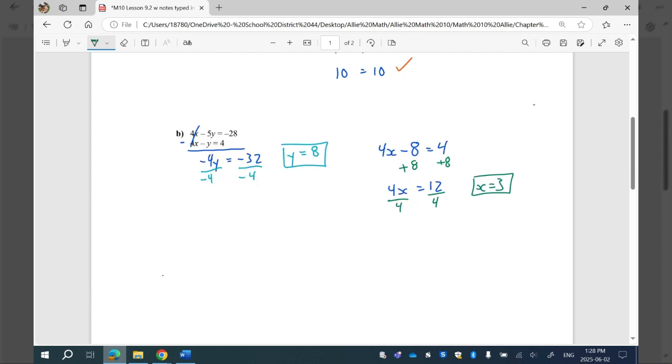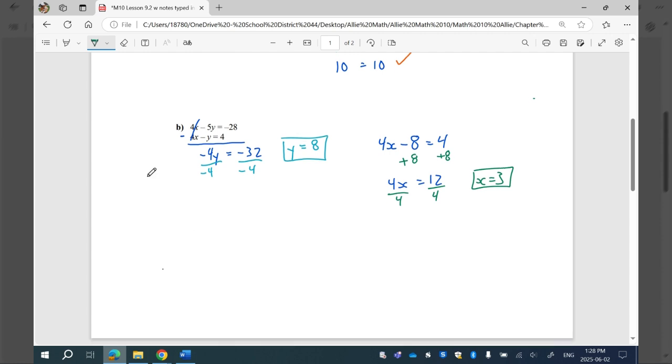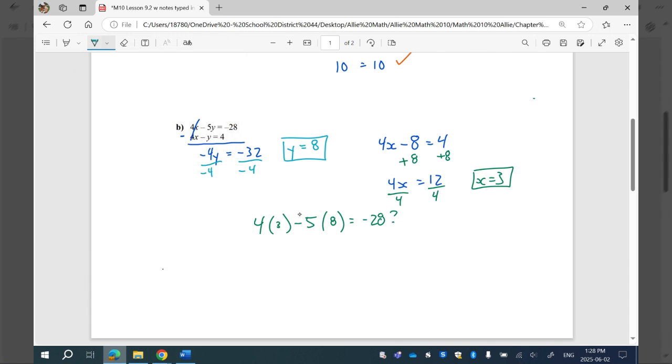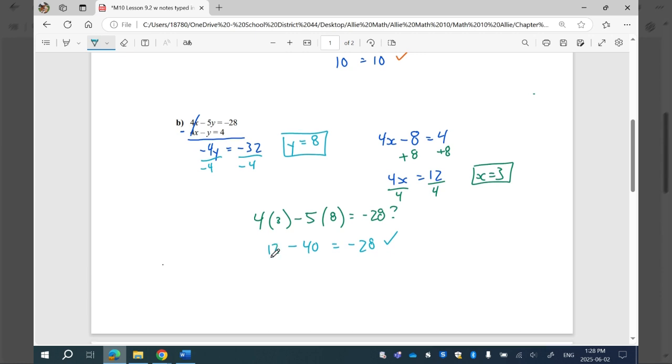Okay, and now let's confirm. We can use either of the equations. Maybe let's use our top one. So 4 times 3 subtract 5 times 8 should equal negative 28 if we've done that correctly. Is it true that 12 subtract 40 equals negative 28? I would say yes, it is true. So you confirm that we did it correctly.